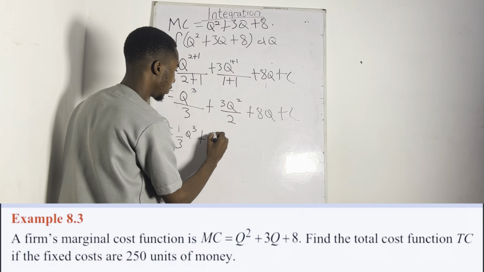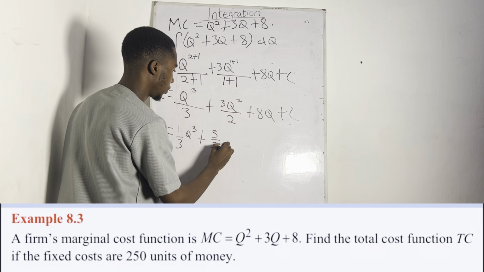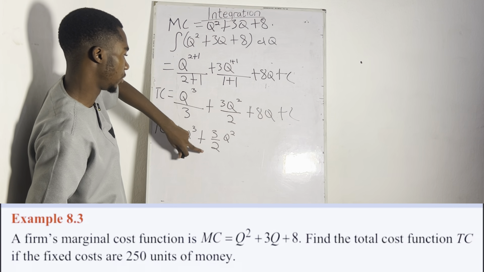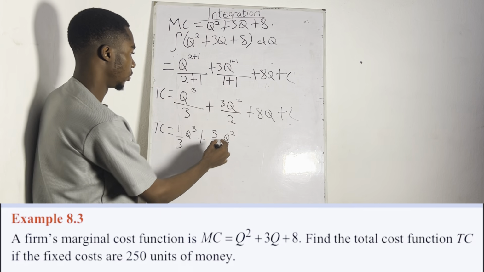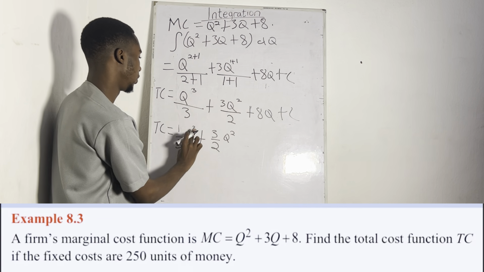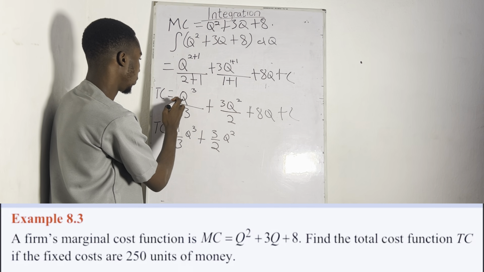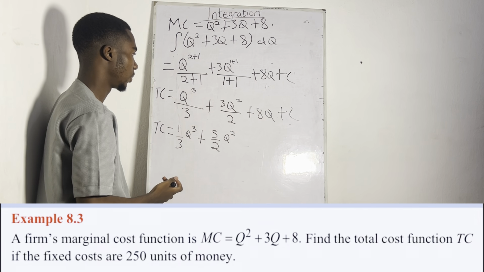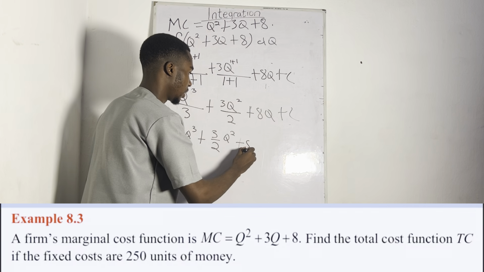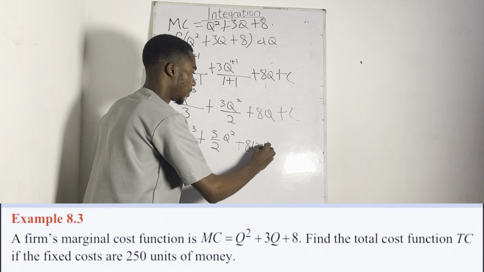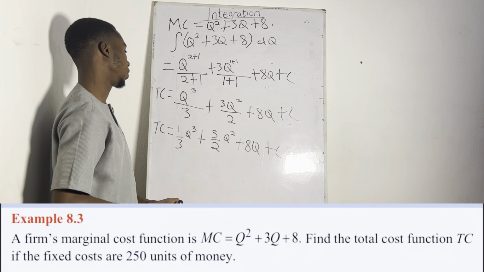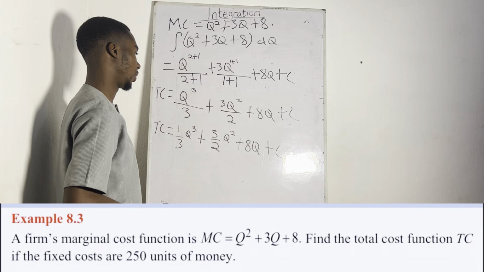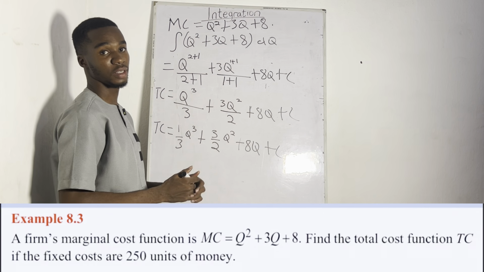So I just bring the numbers. 3 over 2, then q squared. You get it? So here you just bring the 3 on top, then over whatever is down, which is 2, then the variable q squared. Just like what we did with q cubed, then whatever number is here, which is 1 over 3. The 1 is invisible. You just know that it's multiplying q. So that's how we got it. Then plus 8q, then our plus c. So this is our final total cost function: 1 over 3 q cubed plus 3 over 2 q squared plus 8q plus c.